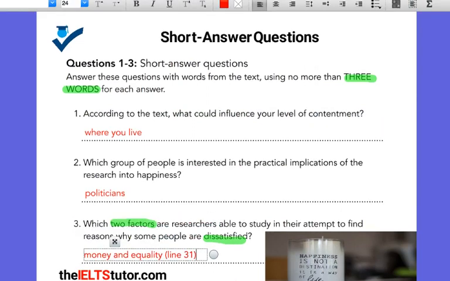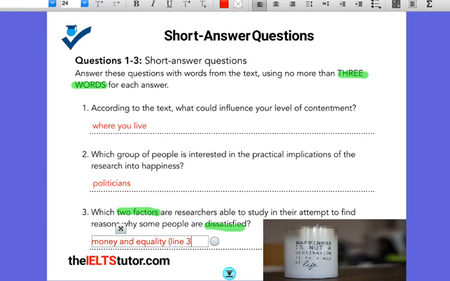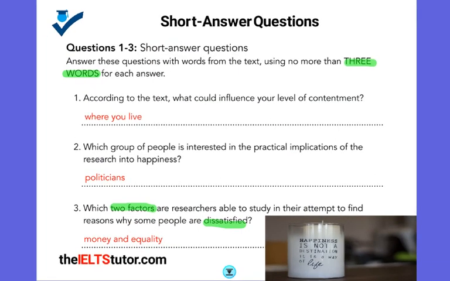Okay, again, let's get rid of these line numbers because they don't really matter here. Okay, 2 factors, money and inequality. So if you've identified correctly these 3 ideas, I think that would be fantastic. Okay, all right.